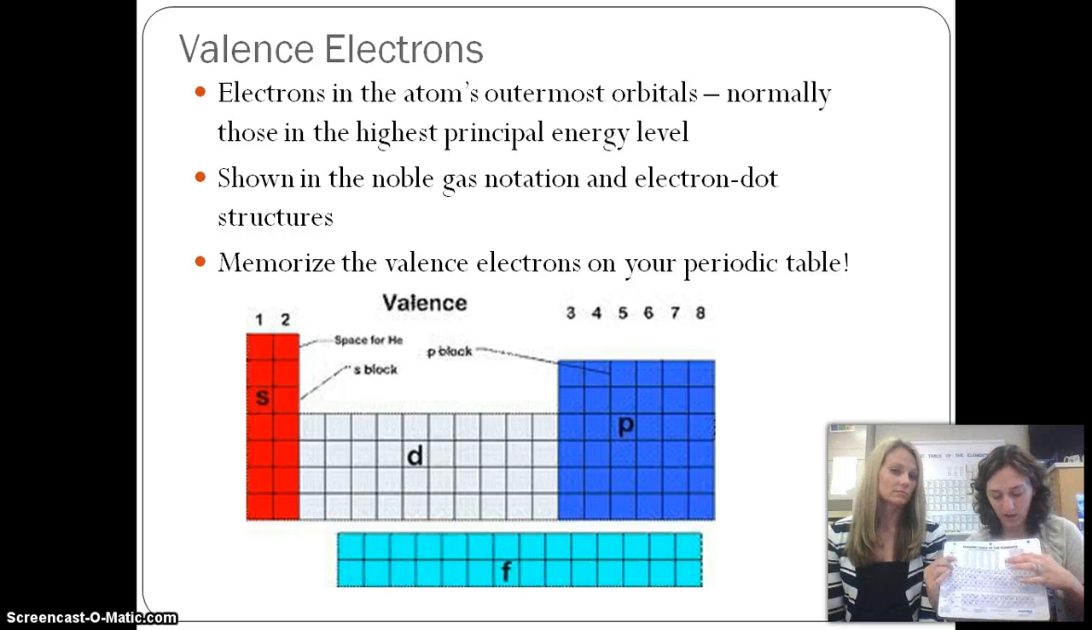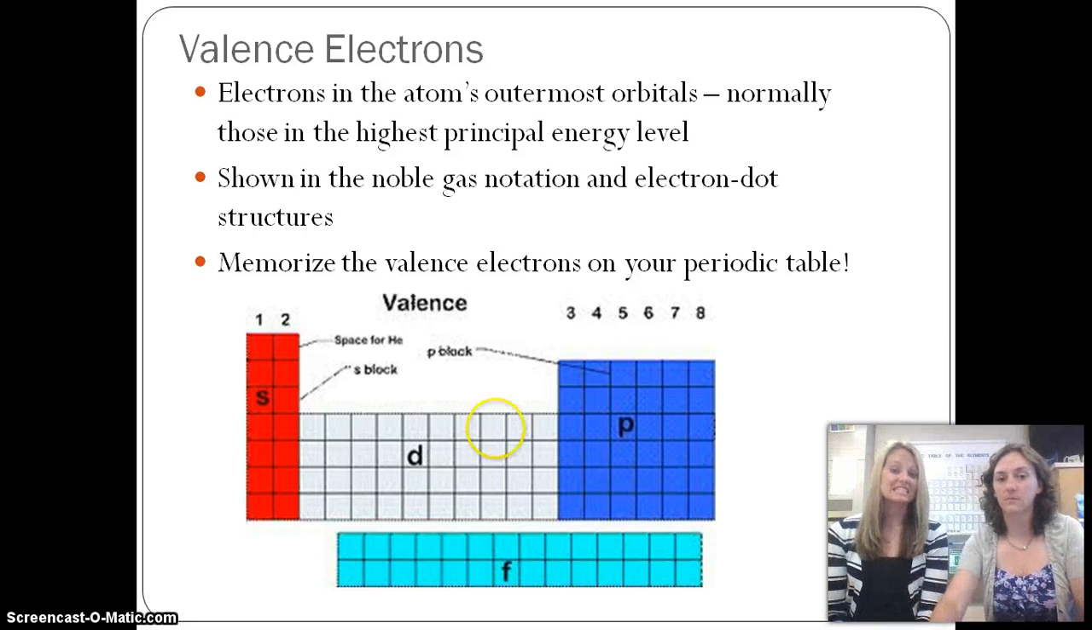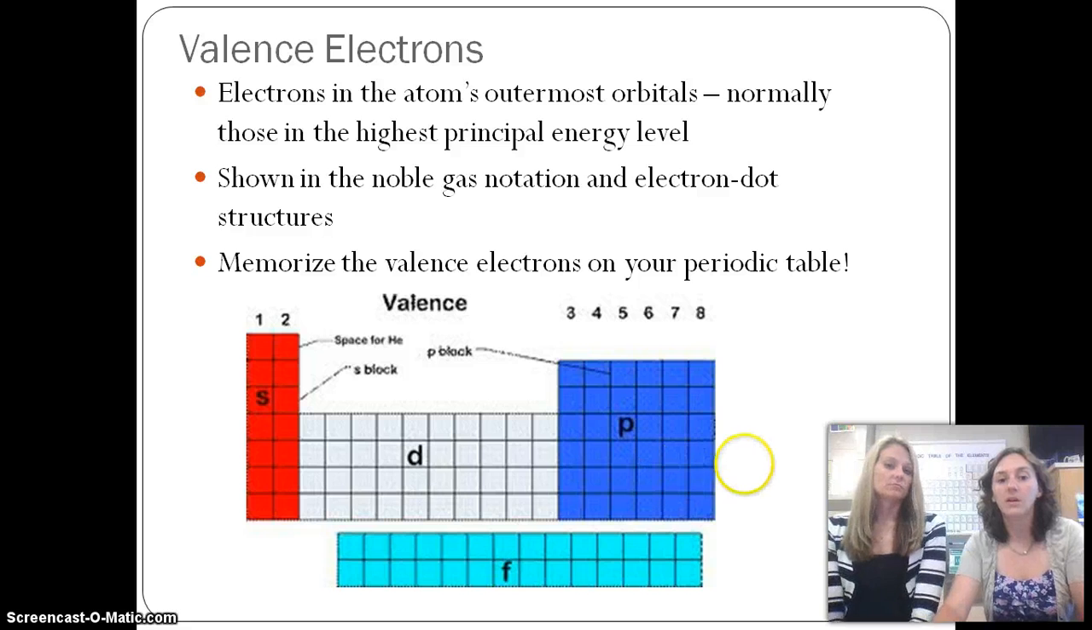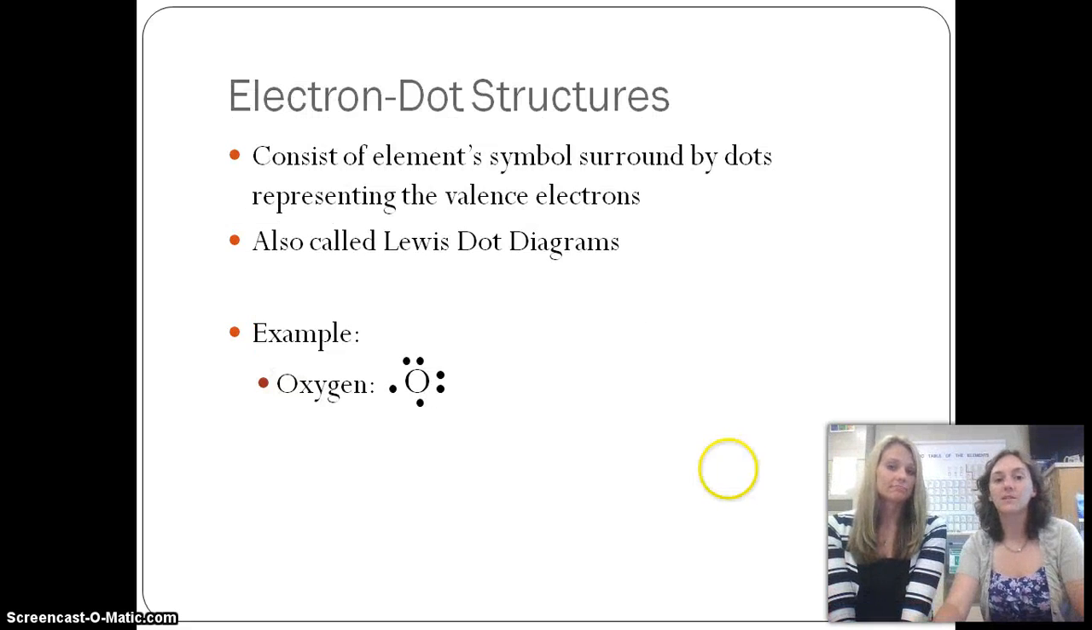When you get to boron, they're all going to have three valence electrons, 4, 5, 6, 7, and 8. So we max out at 8, can't have any more valence electrons than 8. This is really easy stuff. So memorize those 1 through 8. Okay, electron dot structures.